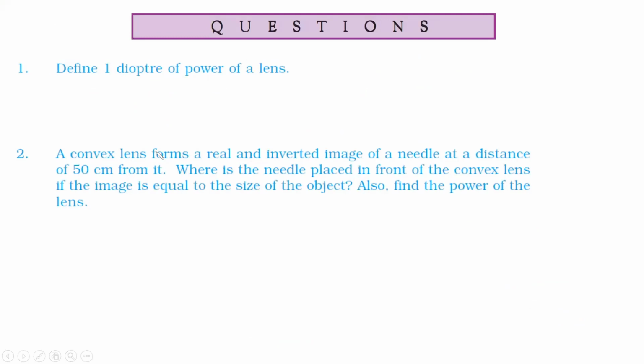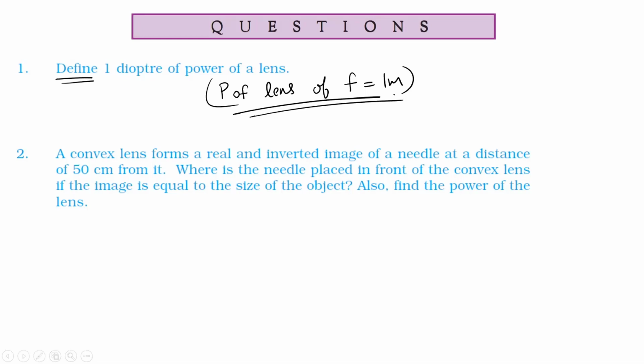Now, sir, come to this interest question. Set of interest questions. First one, define one diopter. It is the power of a lens of focal length 1 meter. Simple question. Power of a lens of focal length 1 meter, that is one diopter. Now solve the next question. Read the question well. Simple one. Write down what is given. Try to solve it fast.